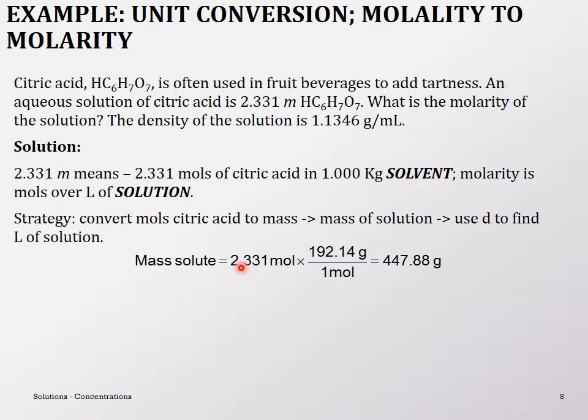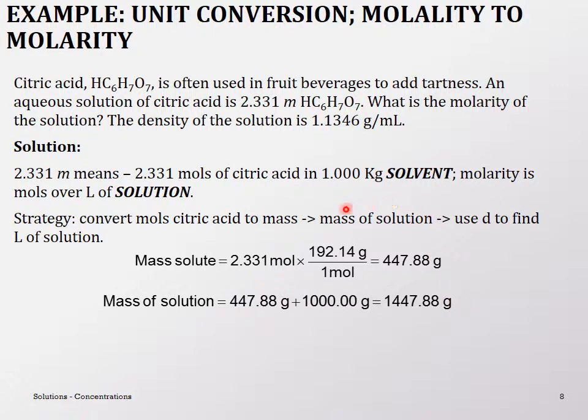So the mass of solute, first of all, the moles is given to us, 2.331 moles, and then we calculate the formula mass of citric acid, which is 192. So that's the mass of the solute. The mass of the solvent is 1 kilogram. So the mass of the solution then becomes 447.88 plus 1000 grams of solution. This is now the mass of the solution.